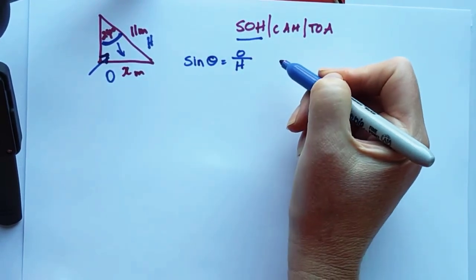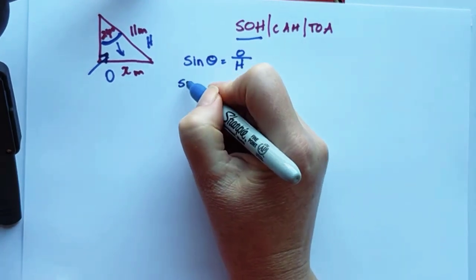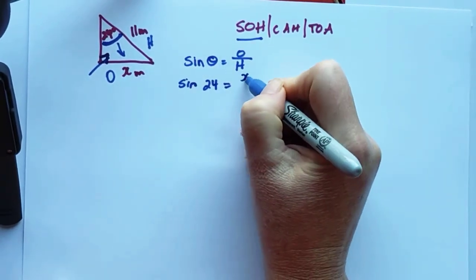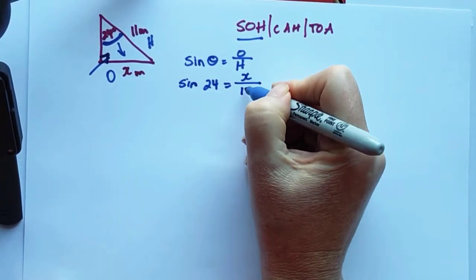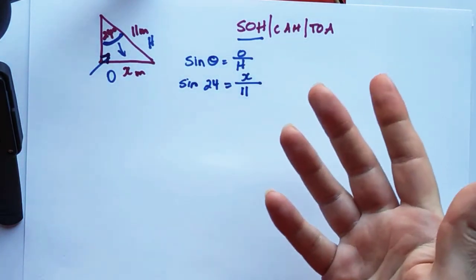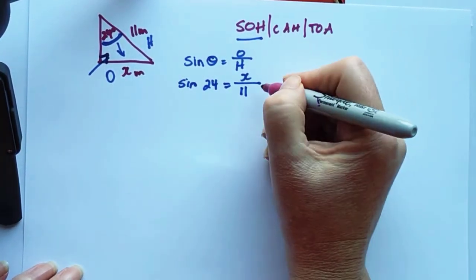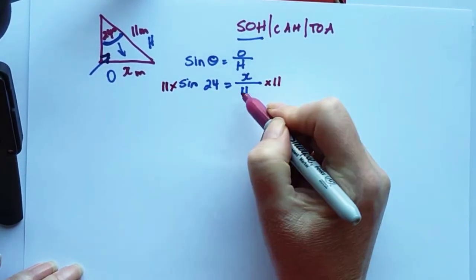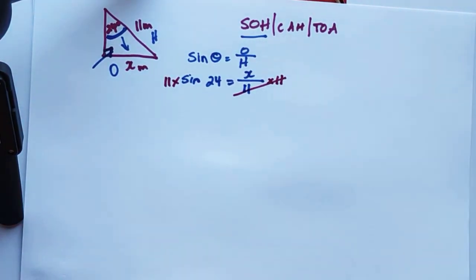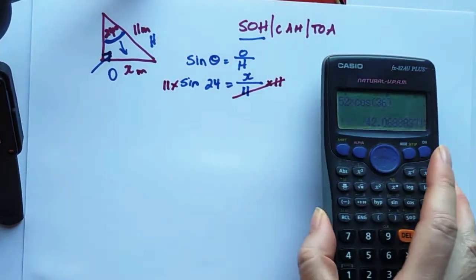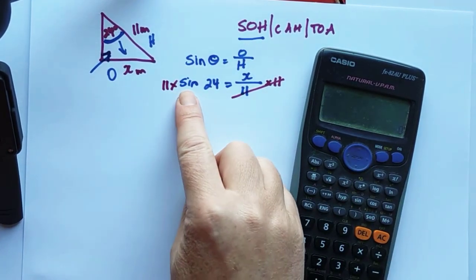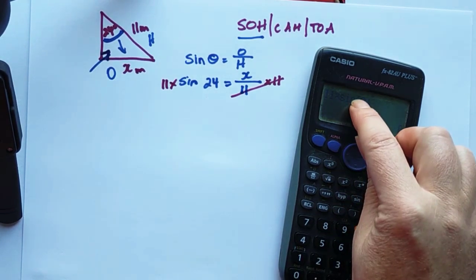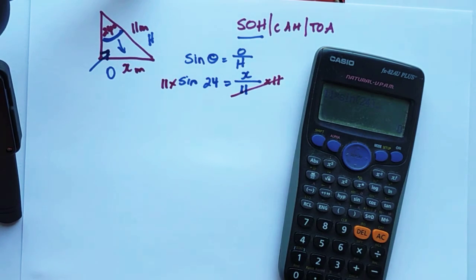We substitute our things in. So our angle's 24. So sine 24, opposite is x, hypotenuse is 11. We don't want to just have a craziness with the x. We need to get rid of this divided by 11, times by 11. We do that on both sides so that that cancels out. When we do that, we're going to have to bring our calculator in. 11 times sine 24, making sure that it was the sine that was just plain, doesn't have anything else there.